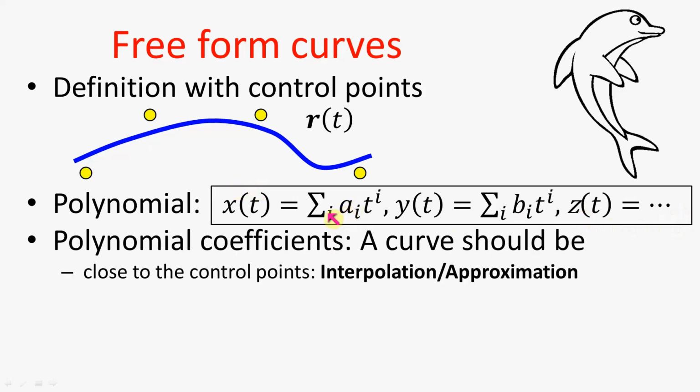First of all, we want our parametric curve to follow the sequence of control points. There are 2 different levels of compromises. We call the curve an interpolation curve if the curve goes through the specified control points. If the curve just goes close to these control points, then we talk of approximation. This blue curve is an approximation curve.